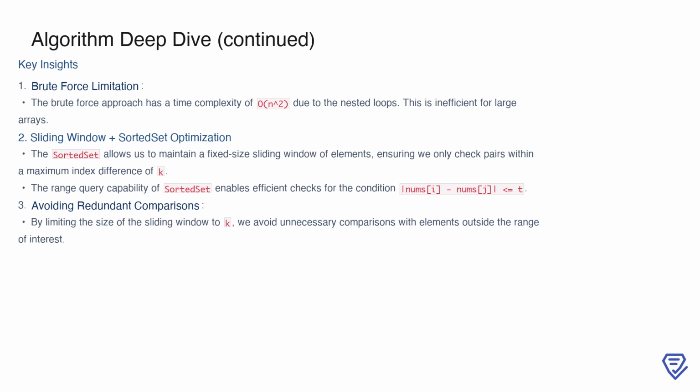The sorted set is particularly valuable because it allows us to efficiently check the condition |nums[i] - nums[j]| ≤ t through its range query capability. Additionally, by limiting the sliding window to k elements, we avoid unnecessary comparisons with elements outside the range of interest. This optimization not only improves performance but also aligns the algorithm more closely with the problem constraints.